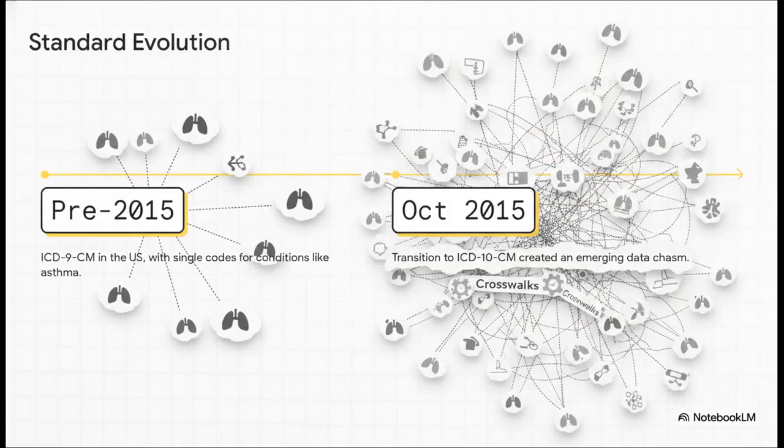We also have to navigate the temporal evolution of standards. Basically, terminologies aren't static. They change and evolve as medicine advances. A massive example of this was the October 2015 transition in the US from ICD-9 to ICD-10. Overnight, a single ICD-9 code for asthma exploded into dozens of highly specific ICD-10 codes. This transition severely disrupted longitudinal claims data. It forced researchers to build incredibly complex crosswalks just to ensure their patient cohorts remained consistent over time.